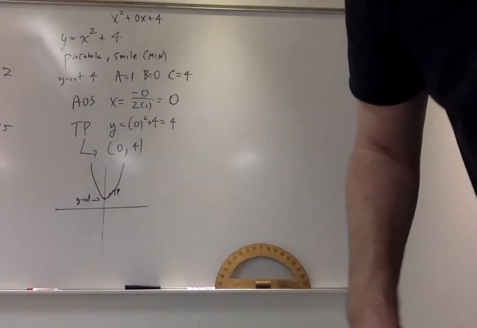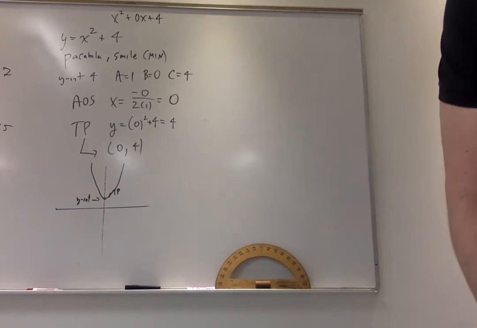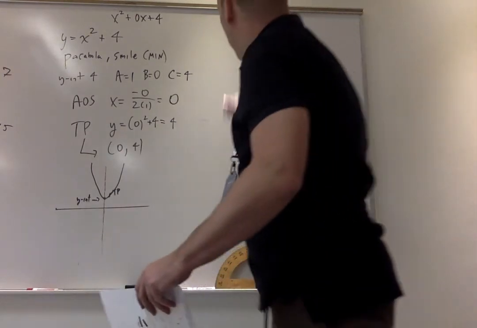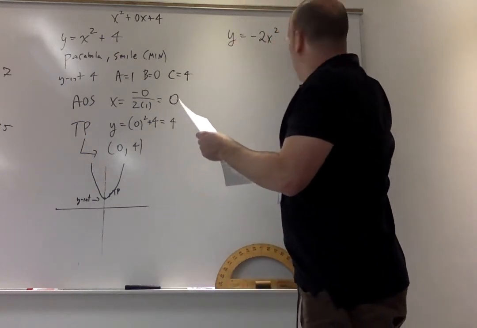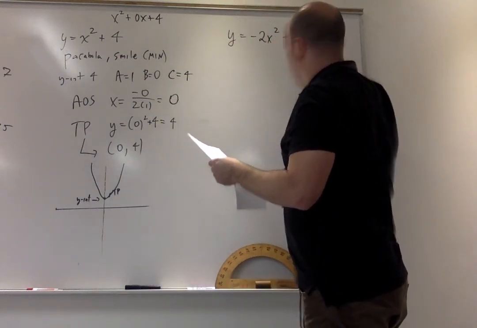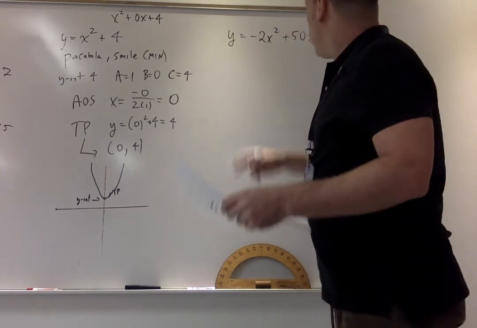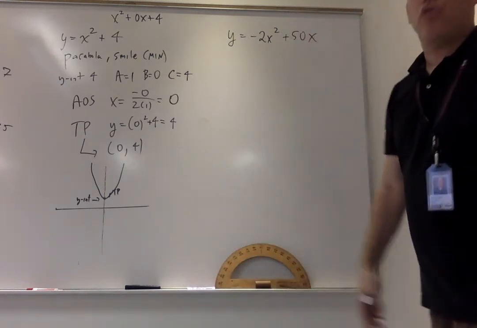The last problem we want to graph is y equals negative 2x squared plus 50x. And so you're looking at it, you say, okay, Mr. Ehrlich, I'm going to try this on my own.